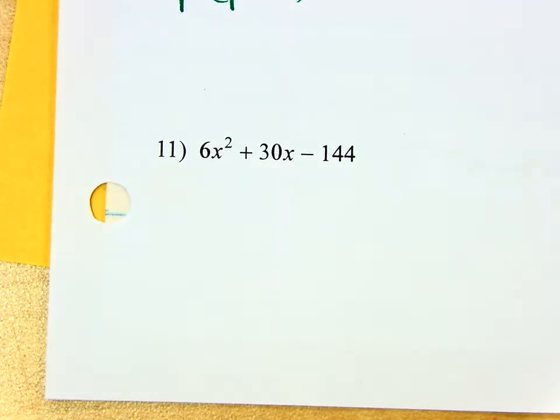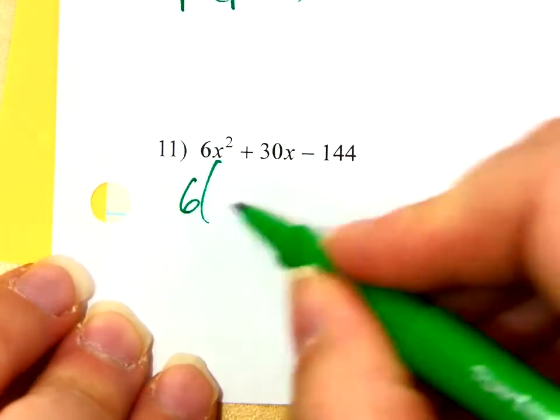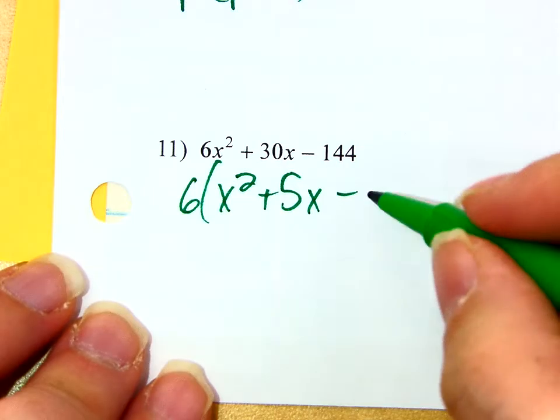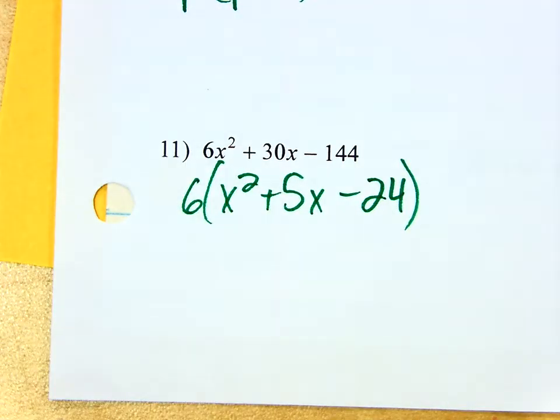Okay, uh-oh, a isn't 1 anymore, so what do we do? Oh, so we have to check if there's a common factor. If you don't check for a common factor, you are not doing yourself any favors. So do you think there's a number that goes into 6, 30, and 144? 6 does. Oh, happy day. By the way, is it 24? There we go.